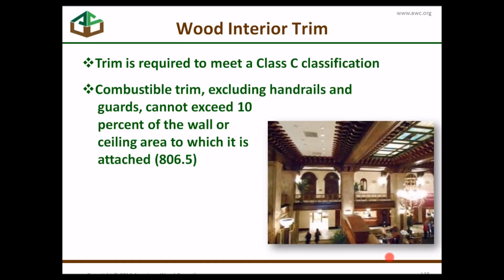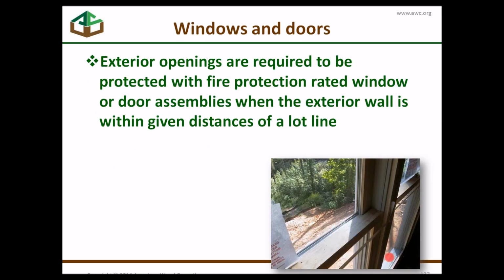There are some exceptions for interior finish here. The most common exceptions are for traditional wood floor covering, and 804.1 is not really regulated in terms of flame spread. Exposed portions of type 4 heavy timber structural members is not regulated. What about trim? Well, it has to meet a minimum Class C, and you're limited in the amount of trim that you can have in the building. 10% of the wall or ceiling area, that's 806.5.